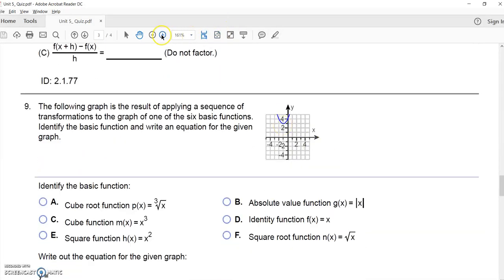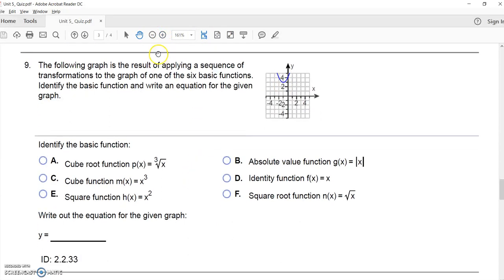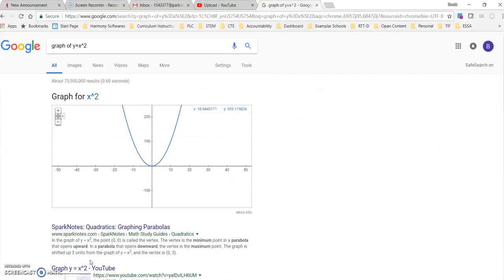And in terms of, so it's talking about some of the transformations. So let me just show you, and you can just Google graph of y equals x squared, and this is what it pops up. So this is the basic function. It's a parabola, the parent function y equals x squared. And it starts from the origin 0, 0.